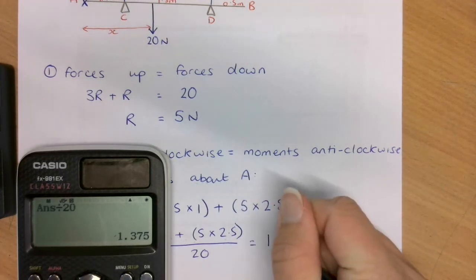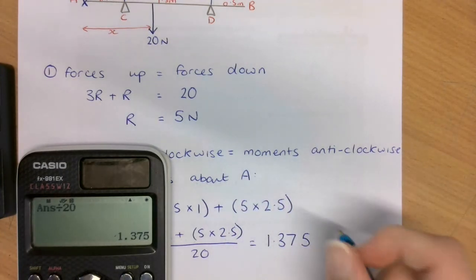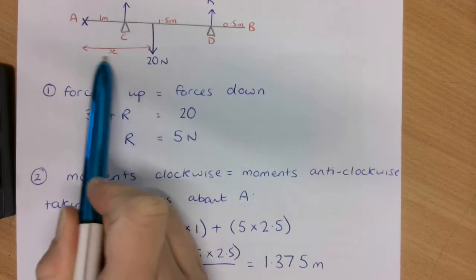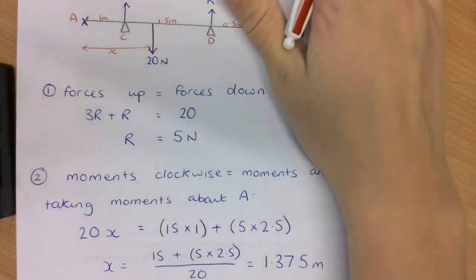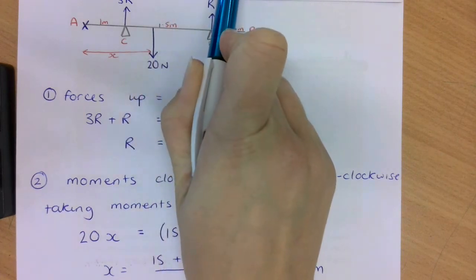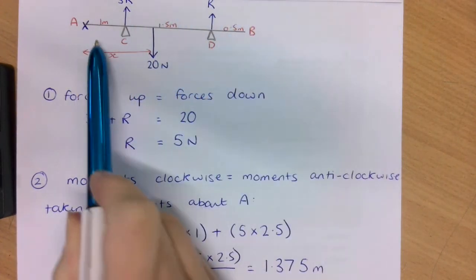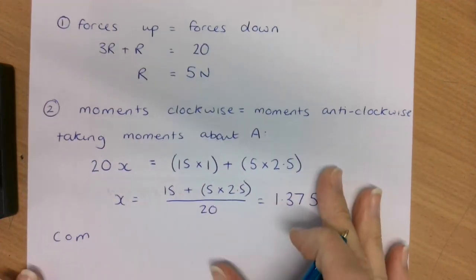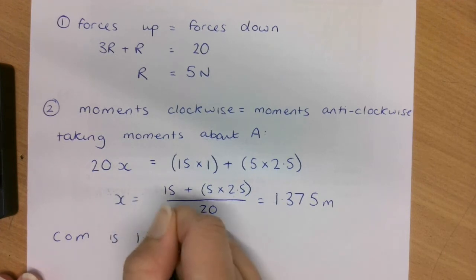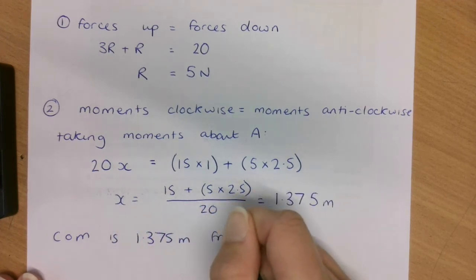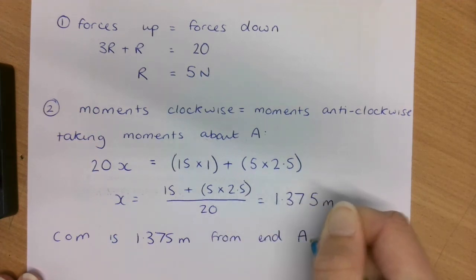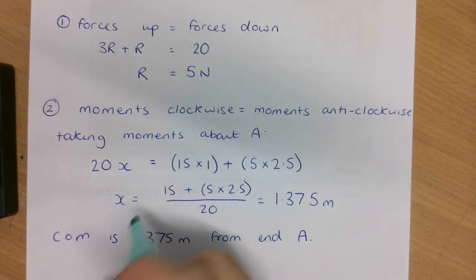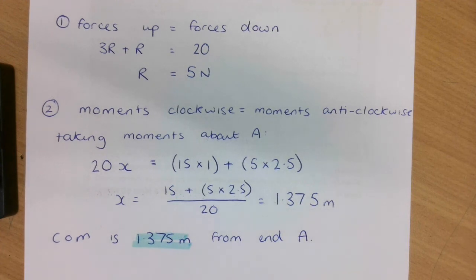So I get 1.375 metres. So we're saying x here, that distance x is 1.375. And the question says find the distance of the centre of mass of the rod from A. And that's just what we've done. So we can say the centre of mass is 1.375 metres from end A. And I've just used that to represent centre of mass.